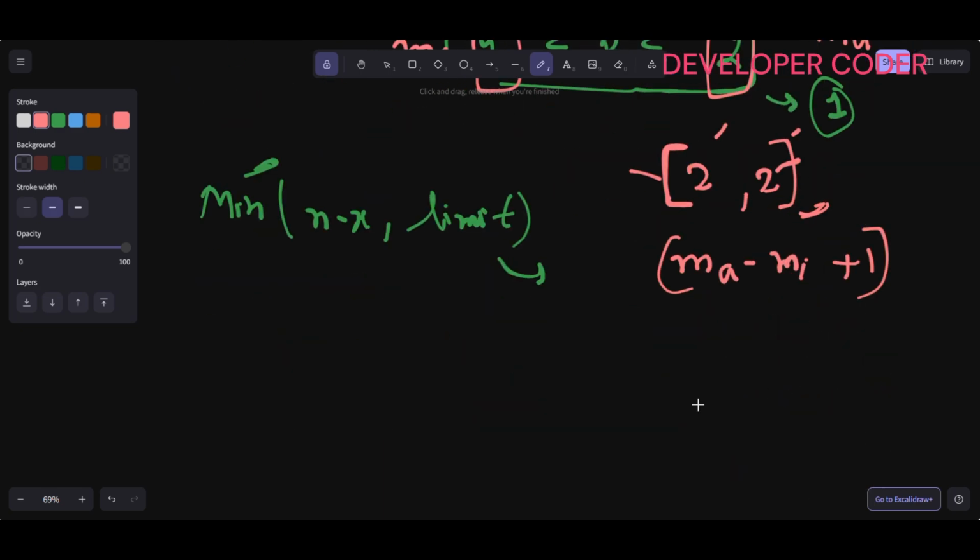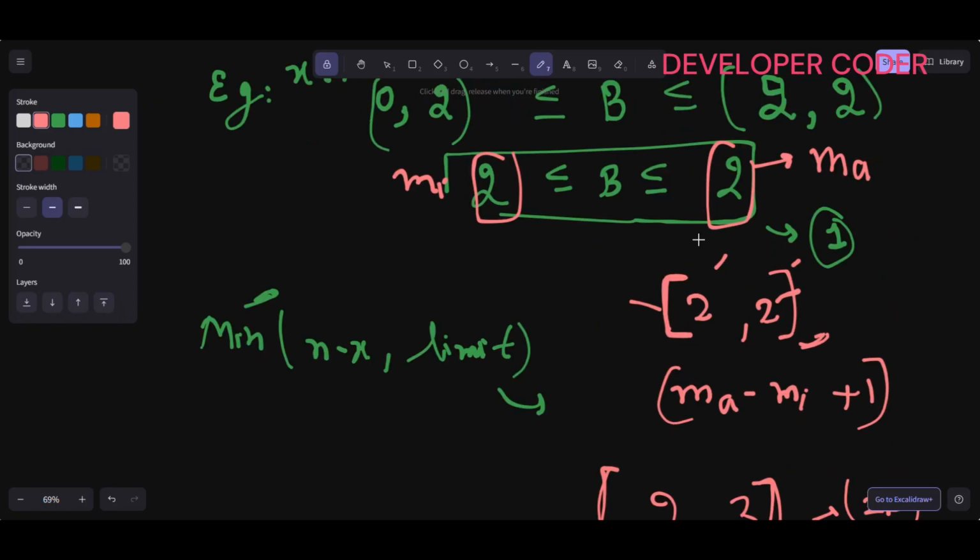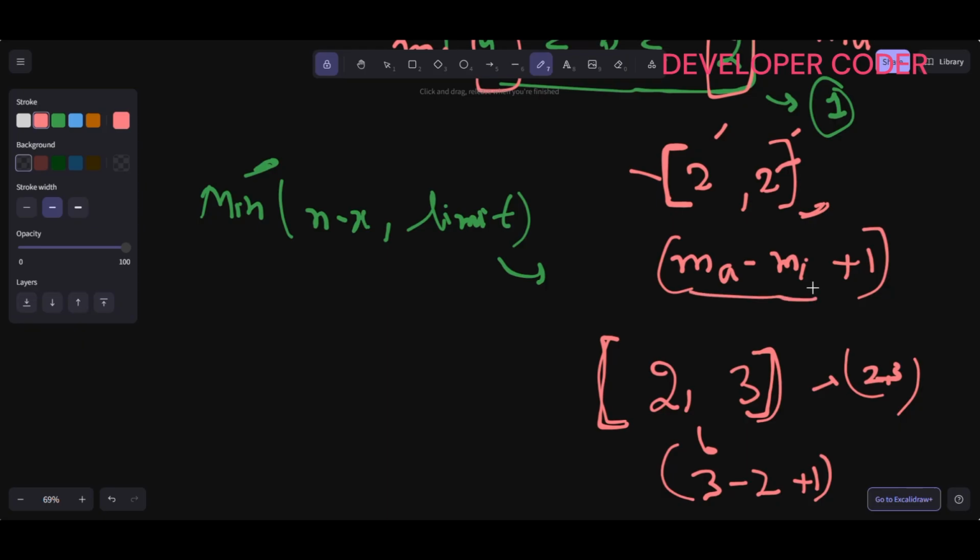Same way, if I have 2 to 3, I have choices now. I can choose 2 and 3. So here I write 3 minus 2 plus 1. 3 minus 2 is 1, plus 1, that is 2. Two values I can use, 2 and 3. That is why I'm using plus 1, because this is inclusive. So this is the formula that we have to derive.